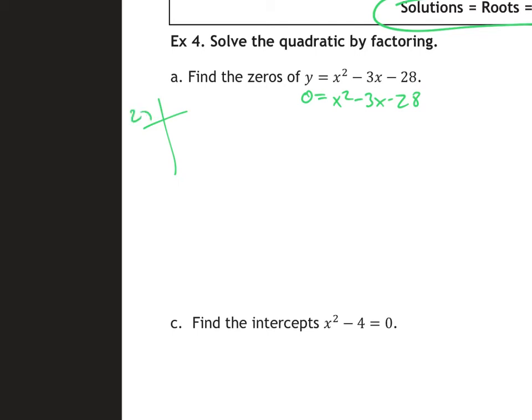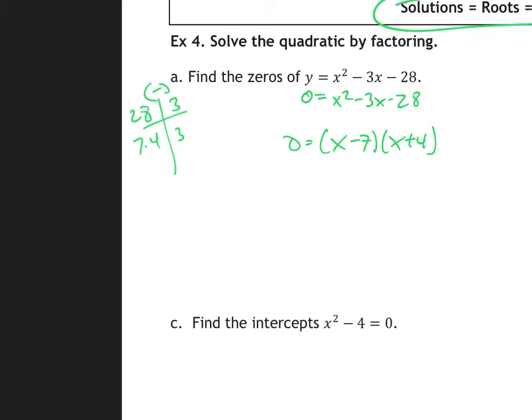So what factors to 28? Minus in the back, so subtract to give me 3. 7 times 4. So x minus 7, x plus 4. Negative 7 plus 4 is negative 3, so that checks out. So that's factoring, that's where we should be at.